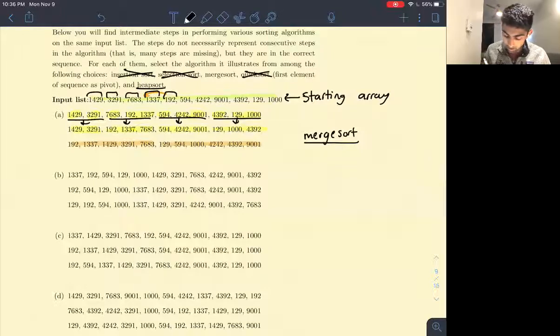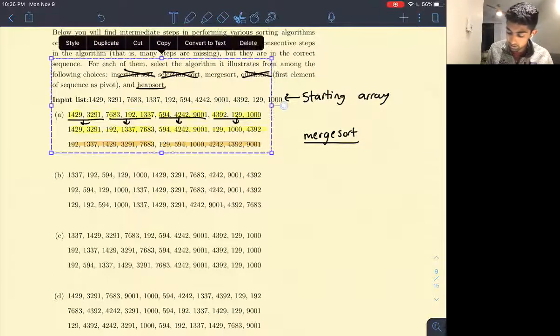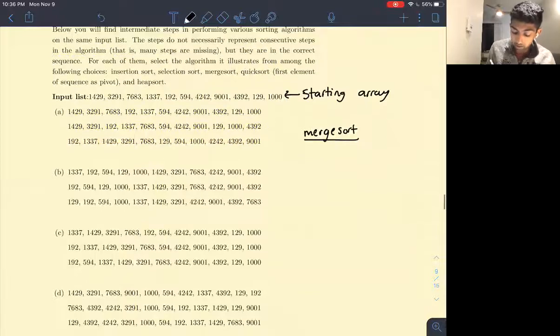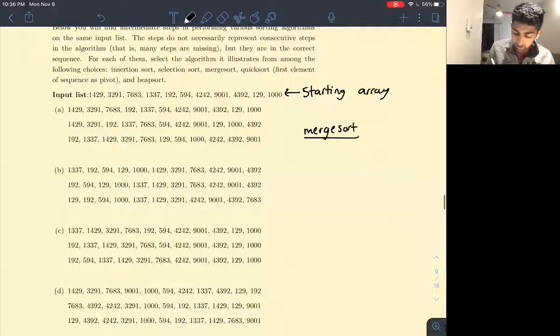So for the next one, let's look at this starting state right here. What we should notice is that in the given input list, the only change so far, I'm gonna get rid of some of this starting stuff, give me a sec. The only change from the input list to right here, actually there's many changes, but one prominent change is that 1429 takes this middle position and stays here, okay?